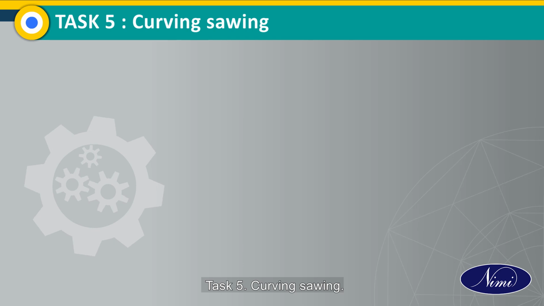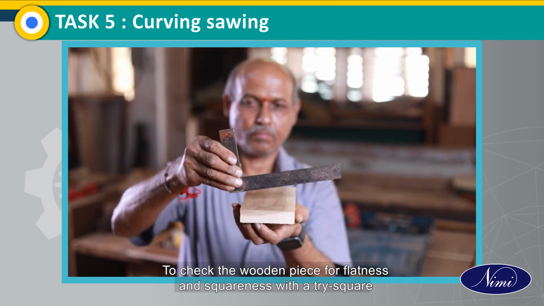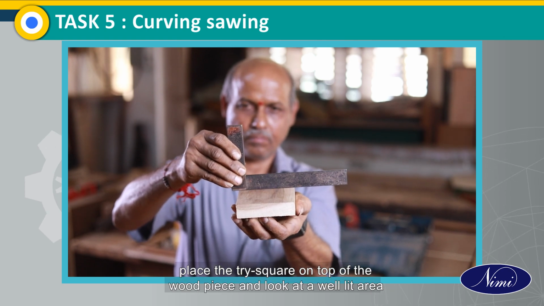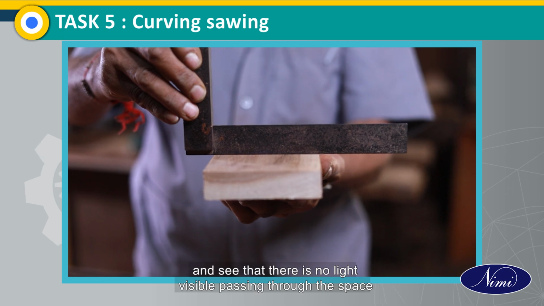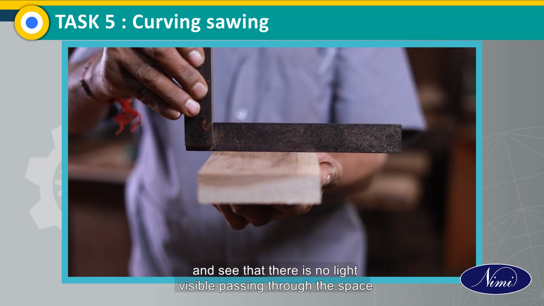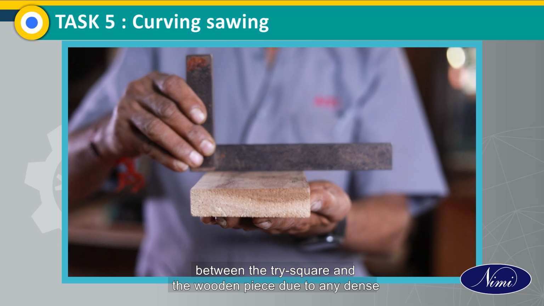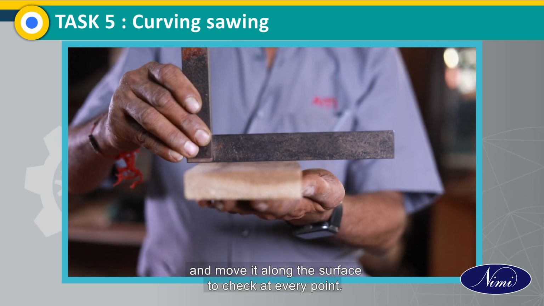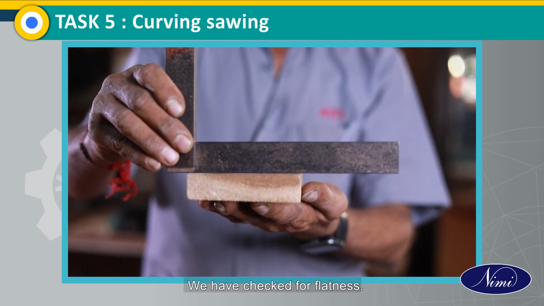Task 5. Curve sawing. To check the wooden piece for flatness and squareness with a tri-square, place the tri-square on top of the wood piece and look at a well-lit area and see that there is no light visible passing through the space between the tri-square and the wooden piece due to any dents, and move it along the surface to check at every point. We have checked for flatness.